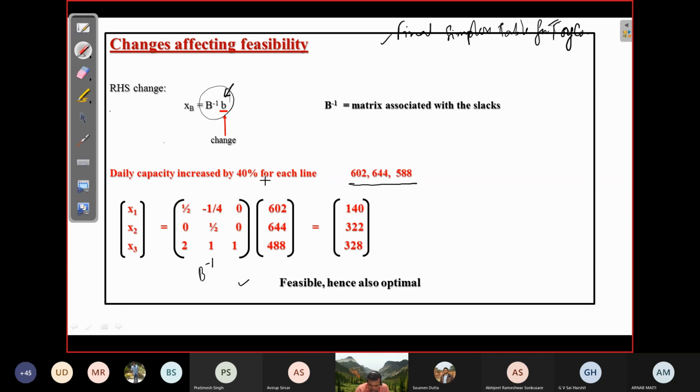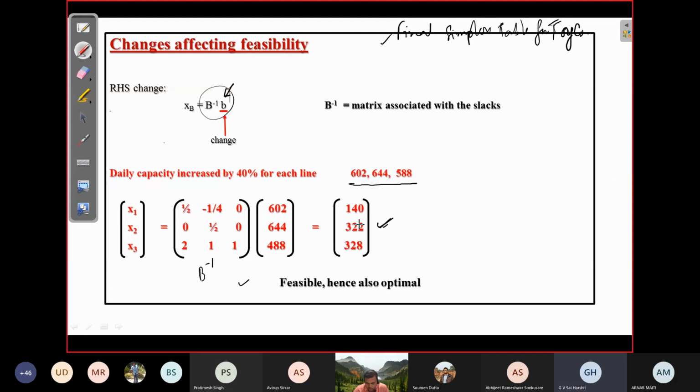And then this new b has been changed from the old values to these new 602, 644 and 488, and we get this solution. So if we keep the same base as the current optimal solution, with the changed values of small b, we get the values of the basic variables. Right? Is this a feasible solution or not for the new problem, with the changed small b value? Yes or no?